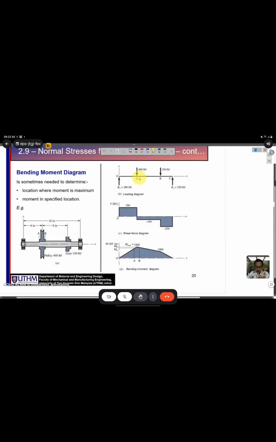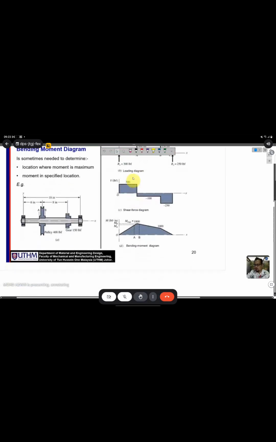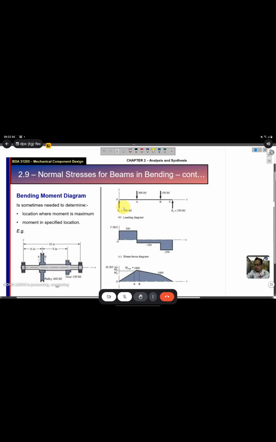So after that, if you want to get the moment acting on the shaft, you need to draw two diagrams. The first one is the shear force diagram. The second one is the bending moment diagram. The shear force diagram is according to the value of the shear of the load here. So let's say you have 300 pound acting upward. So you have 300 here. And then there is no force between O and A, so the load will be constant. We have 300 here, it will become constant 300.